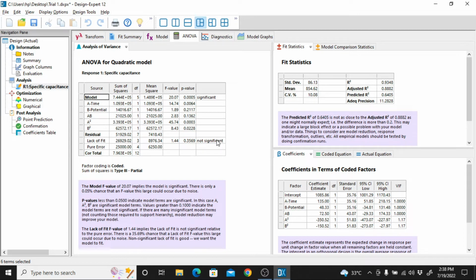Okay, the tricks, I'm going to tell you the tricks. If you ask the question in the comments, I can give you the trick to get a non-significant lack of fit. Okay, let's read more about that.